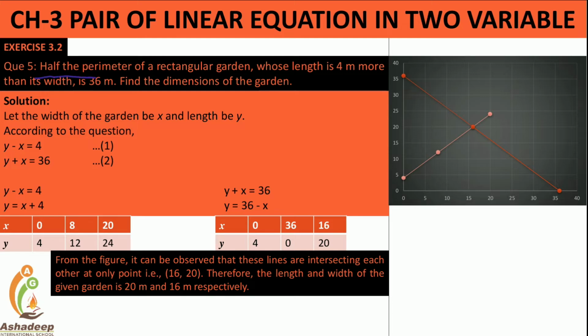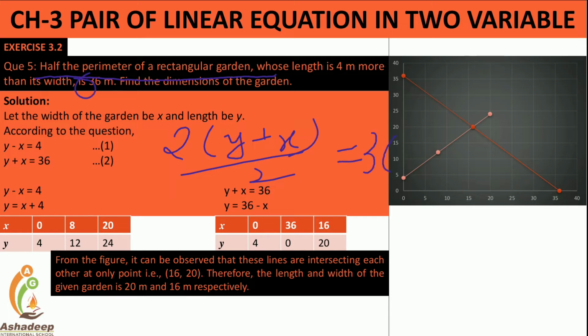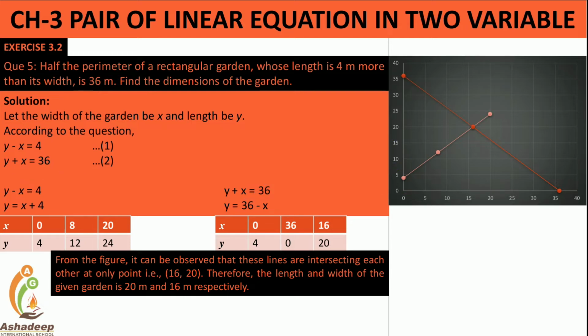So half of the perimeter of the rectangular garden. Half of the perimeter, what is the perimeter? So 2 into (L plus B). Here L is y and B is x divided by 2. "Is" means what? "Is" means equals to 36. Now 2 and 2 cancel. So y plus x is equal to 36. Y plus x is equal to 36 is the other equation.